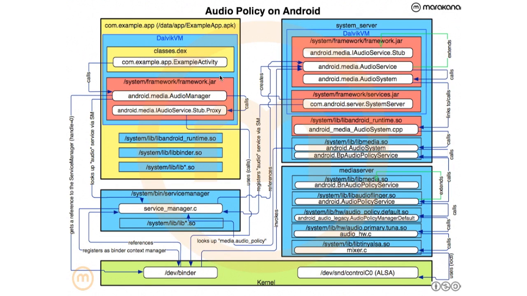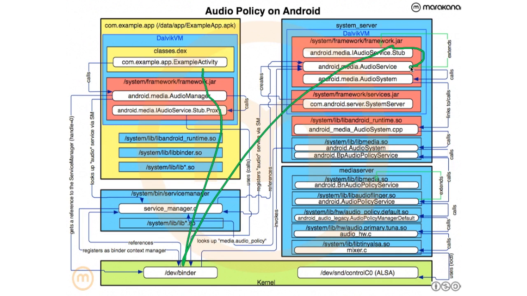What happens is, again, your application goes from this example activity to the audio manager, which grabs an audio service from the service manager, and then via the proxy, again, this part is the same, via this binder, talks to this stub. From the stub, it goes to this audio service.